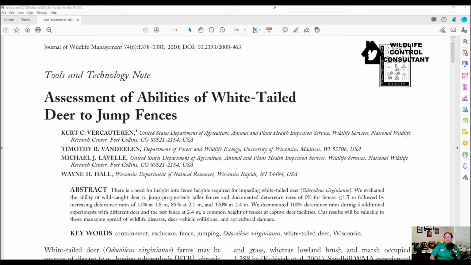Scientists publish their information so that they can have it critiqued and evaluated by other scientists, and so that they can share what they've learned, and so that together they can start creating deeper knowledge about the world and life. And so in this case, so that we know more about white-tailed deer. So Kurt Vercauteren, Timothy R. Vandaelen, Michael J. Lavelle, Wayne H. Hall, these individuals have all participated in this particular research project, and that's why their names are on.